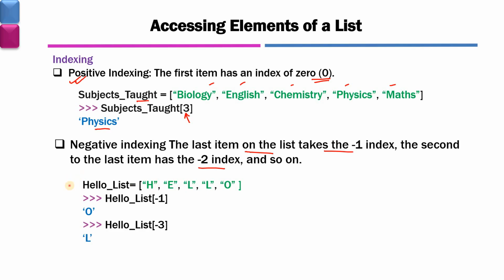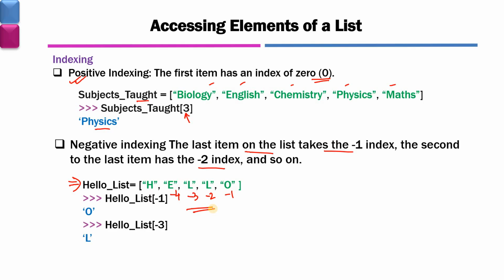Suppose I have created another list called hello list, and the elements are H, E, L, L, O. Then can you tell me what will be hello list within brackets -1? -1 is the last one, that means O. -2 will be L, -3 will be L, -4 will be E, like this. So this is called negative indexing. That means either by using positive indexing or negative indexing, definitely we can access any element of a list.